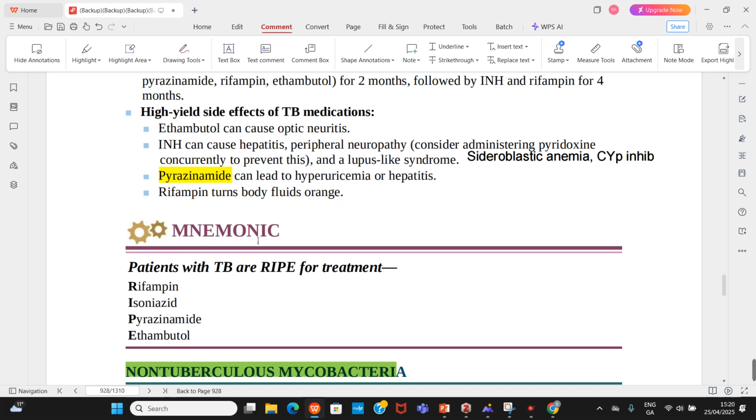So what are the side effects of tuberculosis drugs? Ethambutol affects the eyes, can cause green vision, it can cause optic neuritis. Don't forget that. Optic neuritis and vision changes.